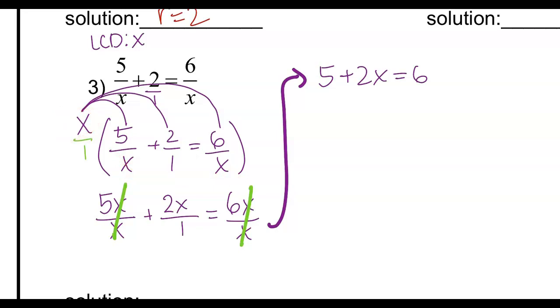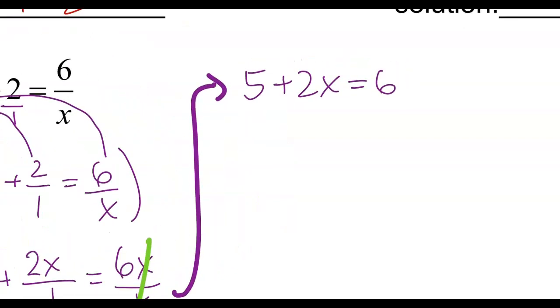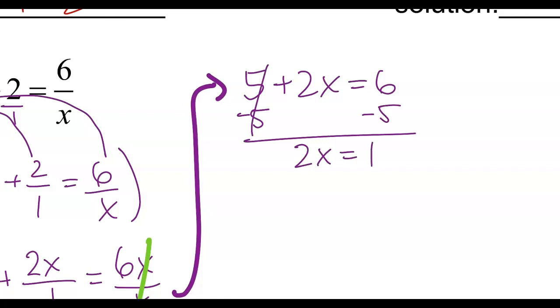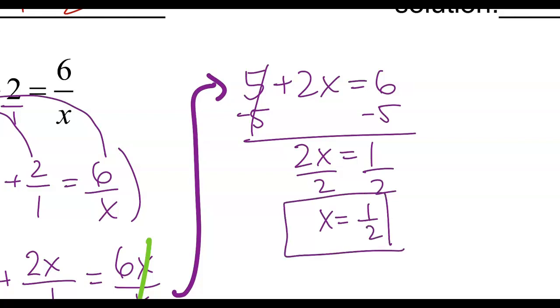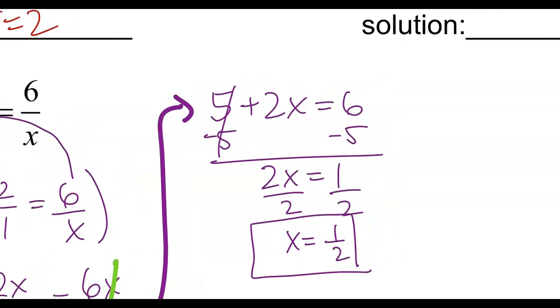All right, so from here, we're just going to solve. So I'm just going to do two things. I'm going to subtract 5 on each side. So 2x will equal 1. And then I'll divide both sides by 2. So x is going to equal 1/2. Elizabeth, before I move on, am I done? I still need to check.